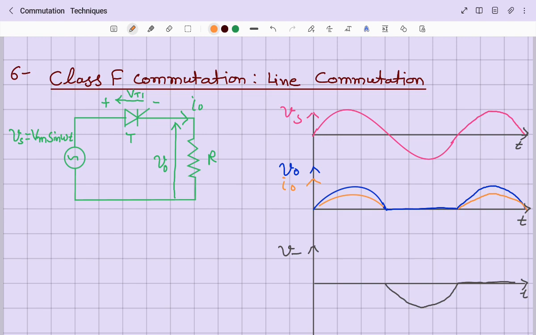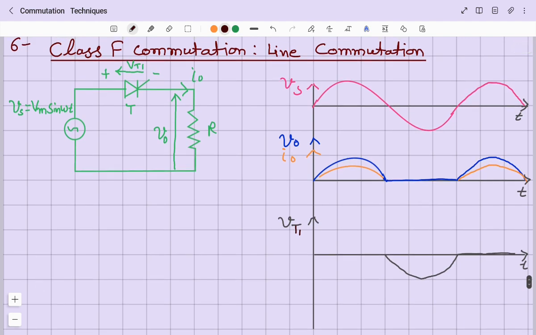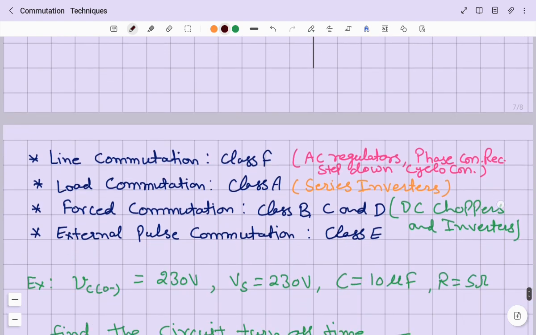So you can notice that by virtue of the supply itself, the current flowing through the thyristor becomes less than the holding current. So it gets turned off. Let me correct this. This is the VT1. Now the voltage across the thyristor is also shown here. Once it is on, there is no voltage drop across the thyristor. Of course, I am neglecting the conduction drop, right?